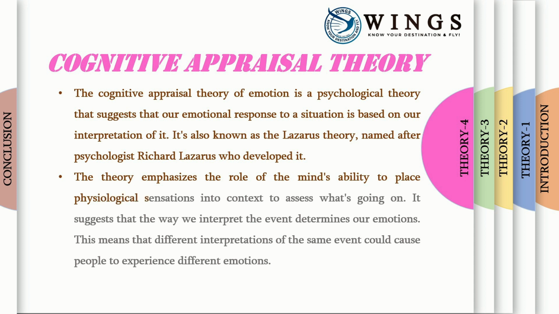The theory emphasizes the role of the mind's ability to place physiological sensations into context to assess what's going on. It suggests that the way we interpret the event determines our emotions. This means that different interpretations of the same event could cause people to experience different emotions.